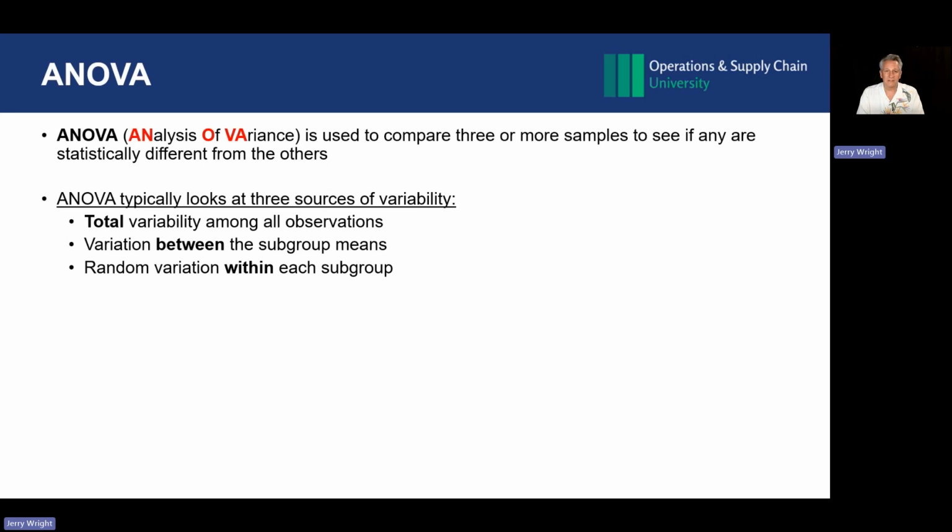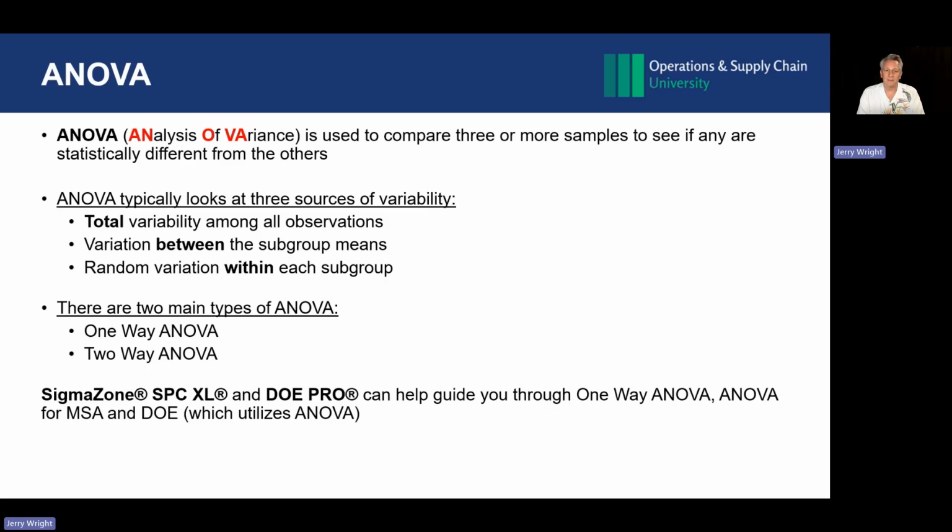Now, ANOVA typically looks at three sources of variability. There's total variability among all observations, variation between the subgroup means, and random variation within each group. There are two main types of ANOVA. There's one-way ANOVA and two-way ANOVA. Now, SigmaZone SPC XL and DOE Pro can help you through one-way ANOVA, ANOVA for MSA, and for design of experiments, which utilizes analysis of variance techniques.